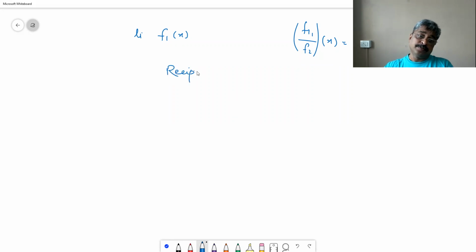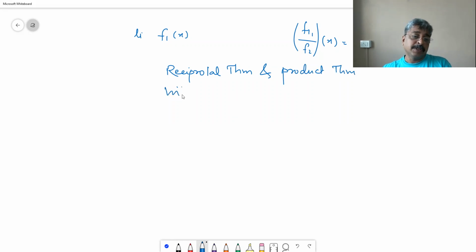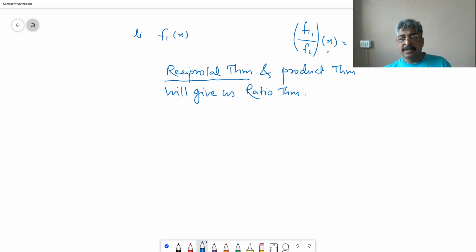Reciprocal theorem and product theorem will give us the ratio theorem. It is as simple as that. If we could prove that 1 upon f2 of x tends to 1 upon L2, that will be our reciprocal theorem, and then 1 upon f2 of x can be considered as altogether a new function which is multiplied with f1 to get the ratio theorem.